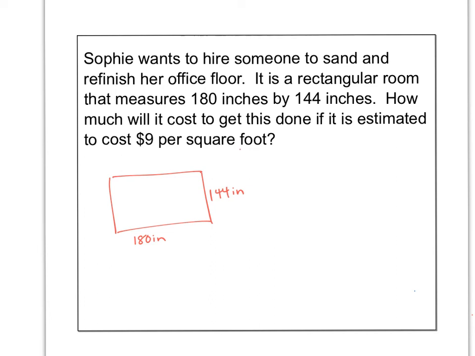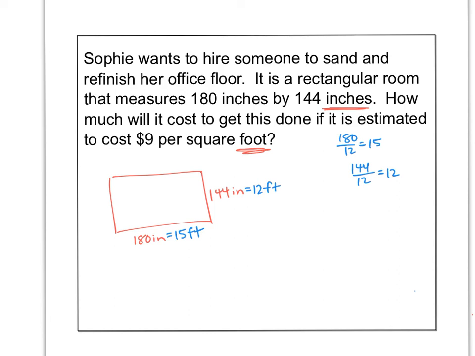I see a problem here. The price is in square feet, but the measurements are in inches. And so to start out, we need to convert. And what I like to do is convert right at the start of the problem. And so if you think about there's 12 inches in a foot, what I do is 180 divided by 12. So 180 divided by 12 is 15. So this is really 15 feet. And 144 divided by 12 is 12. So this is really 12 feet.